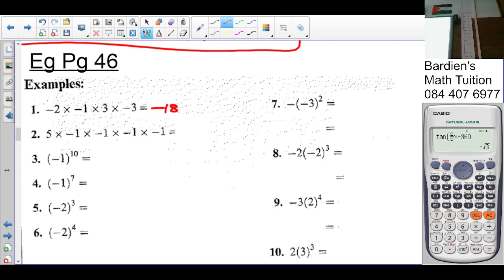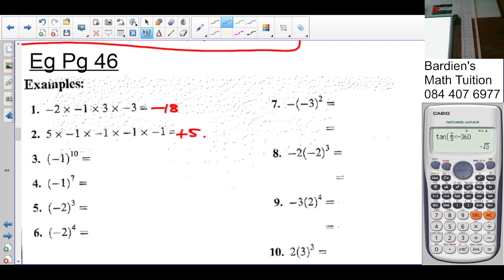Positive or negative? Positive. Why positive? There's 4 negatives, which makes them even. Not so? You're still confused? So it's going to be positive 5.